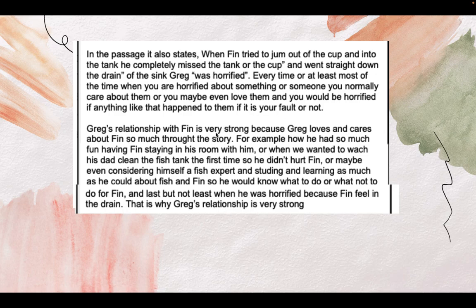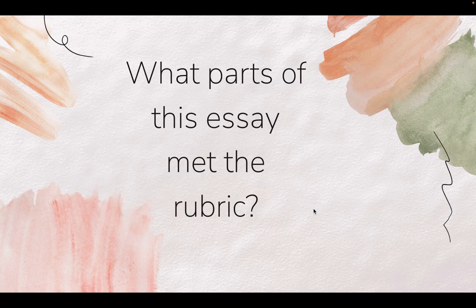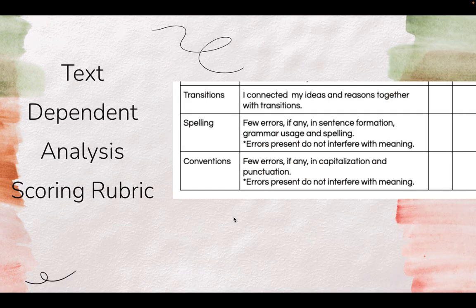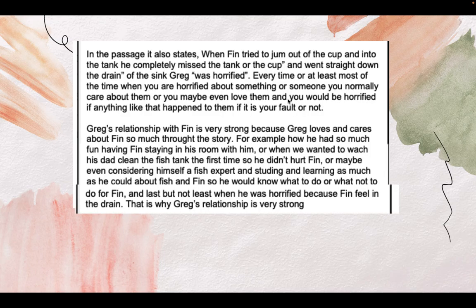Students, did you notice that the student restated some of the claims and ended with their claim at the end? Restated the evidence and strong claim here at the end. So, what parts of the essay met the rubric? Did we notice the student have organization with different pieces of evidence, a lead, an ending, elaboration, craft with evidence, great word choice and analysis, as well as some transition words, such as, let's go back to that one.